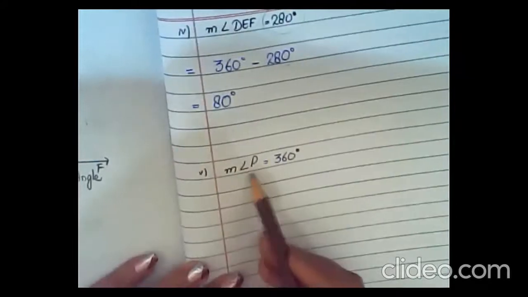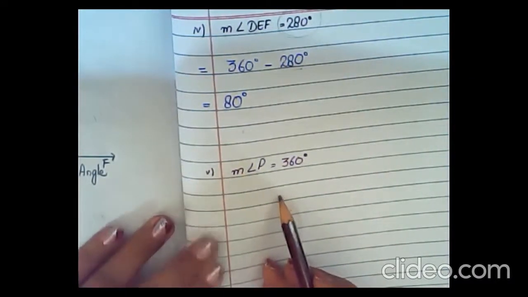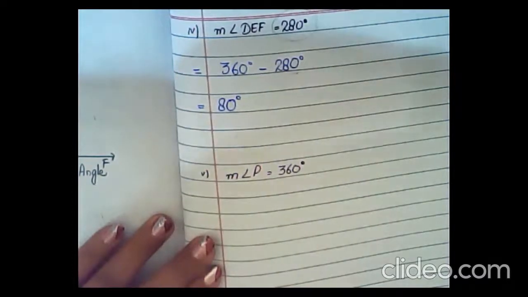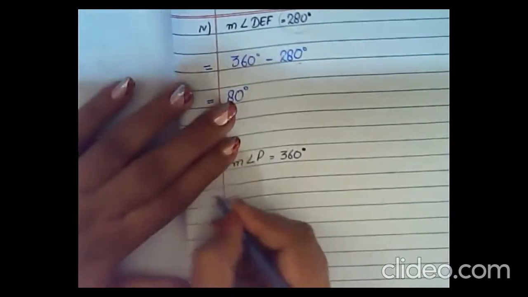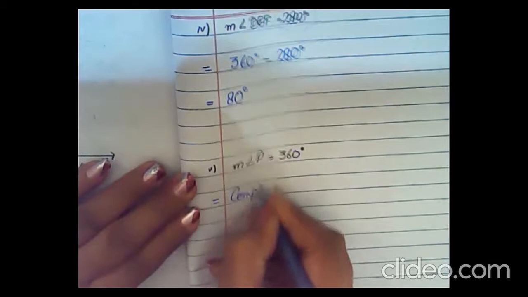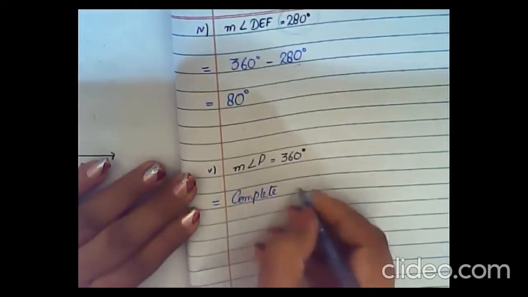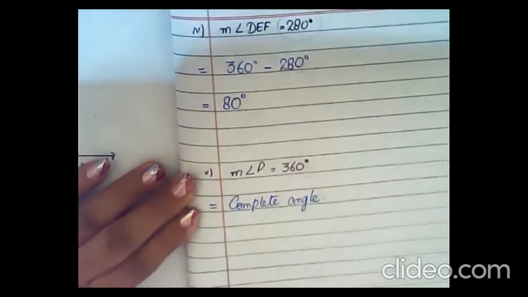Now the last one. Measurement of angle P. In angle P, what do you require? Yes, the answer will be complete angle. You will write it is a complete angle. Okay, now how will you draw a complete angle? Very simple.